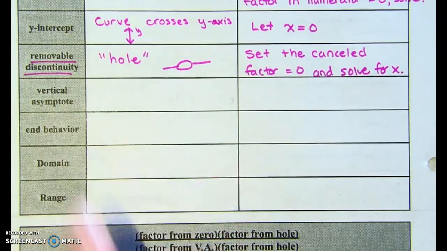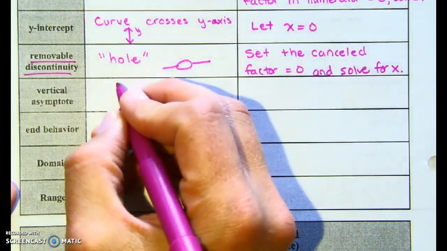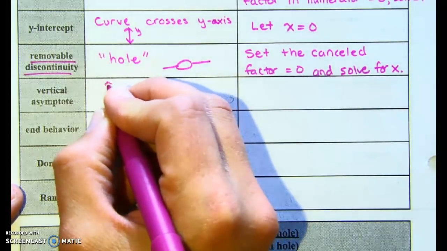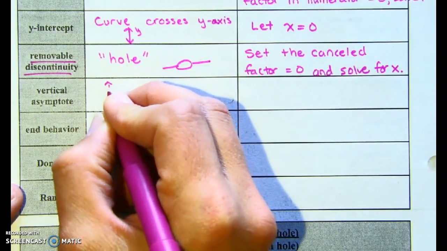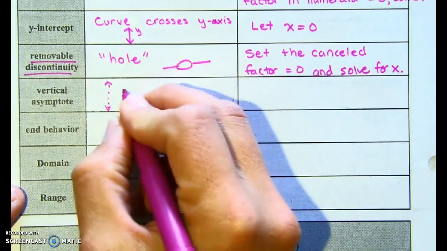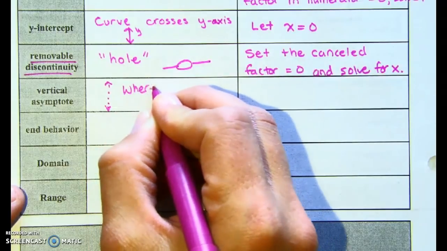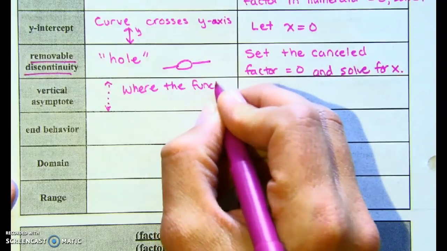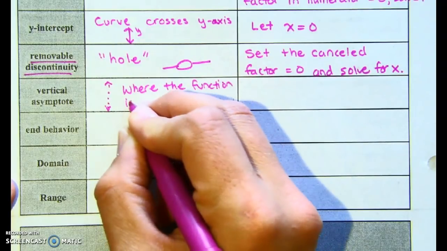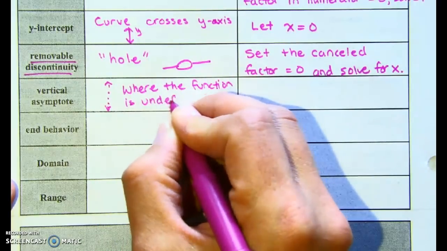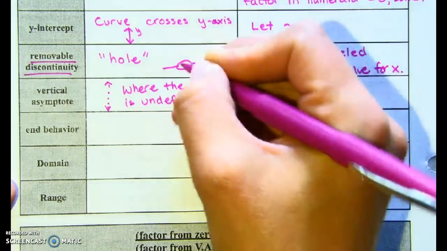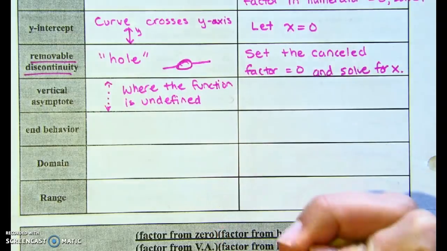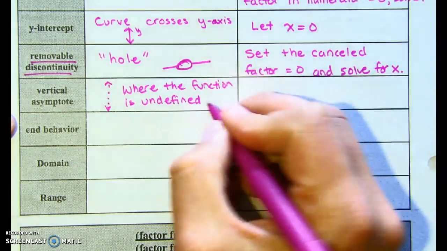Okay, vertical asymptote. What does it look like on the graph? On the graph, it will look like a vertical dashed line, but it is where the function is undefined. The function is also undefined at the hole, but the vertical asymptote, it's where the function is undefined as well.